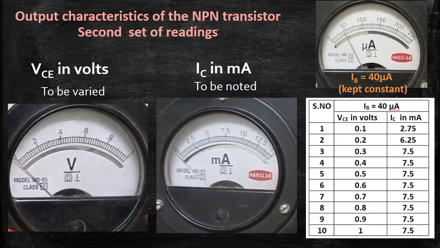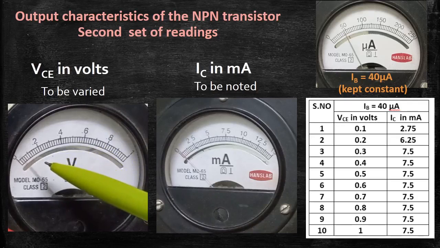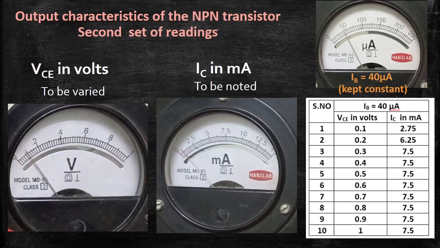Now I am going to vary the value of which one? That VCE. Okay. So when VCE is varied, there will be a corresponding variation in the IC. Now slowly vary the value of VCE. Now it is kept exactly at 0.1 volt. Very patiently you have to do that. Okay, now it is kept exactly at 0.1 volt.